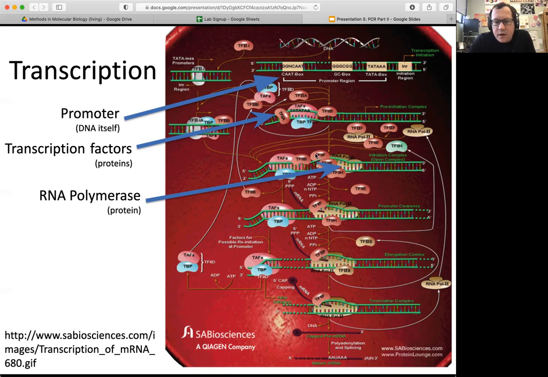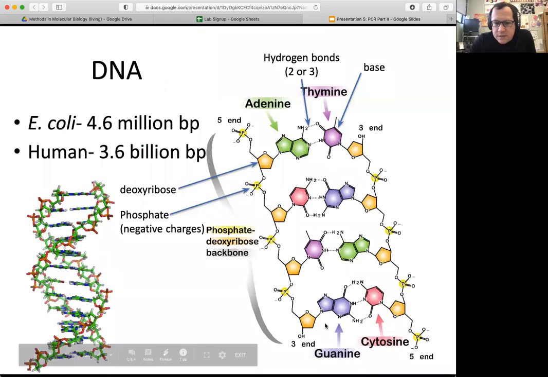The example we're going through is for creating messenger RNA, and it's RNA polymerase 2 in eukaryotes that the cells use. So the transcription factors recruit RNA polymerase. The RNA polymerase hops onto that 3' strand, and it starts making a 5' strand copy of the DNA as RNA.